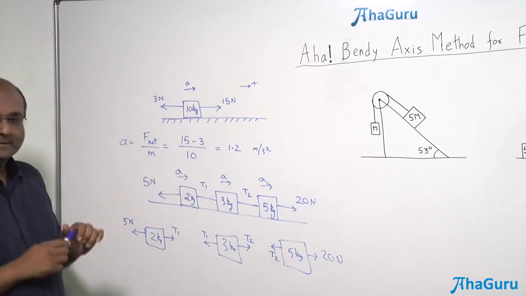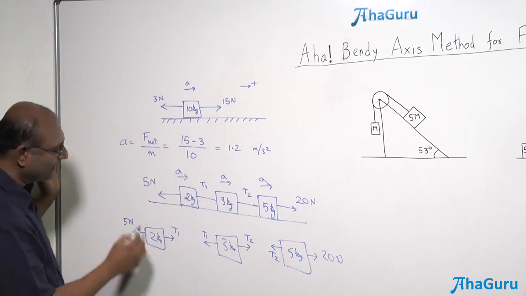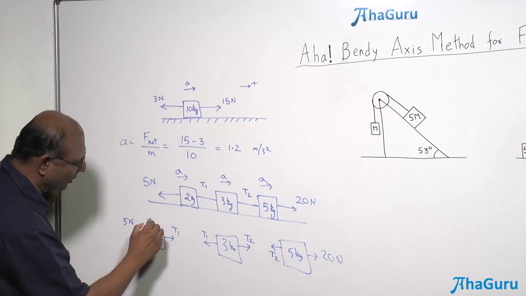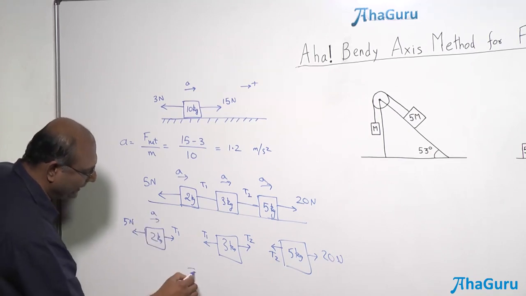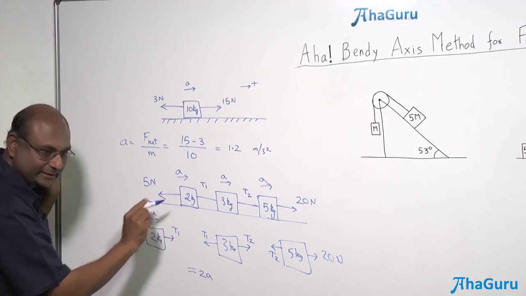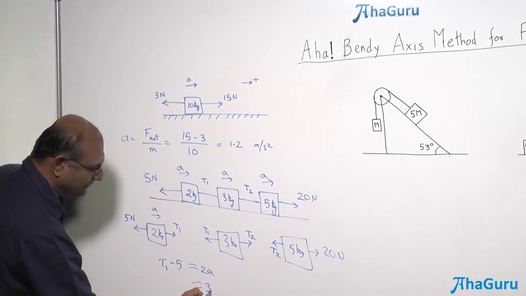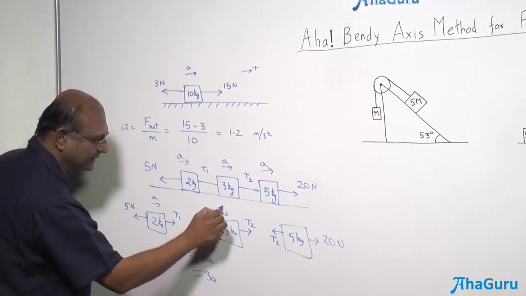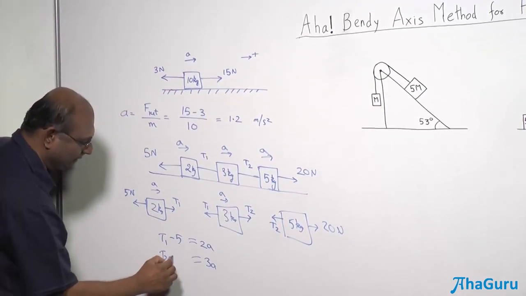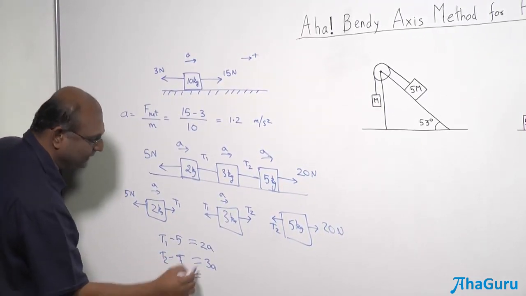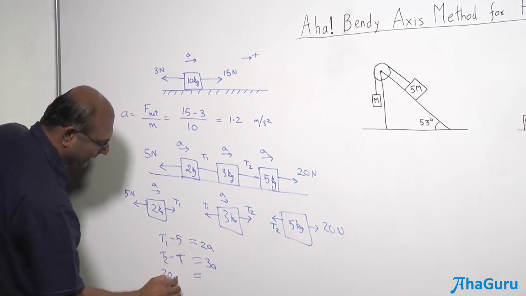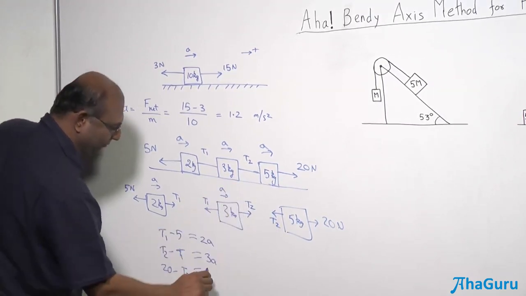So if I did this directly, what is going to happen? I'm going to write, this has an acceleration A, right? So all of them have acceleration A. So if I write 2 times A in that direction, I'm going to write T1 minus 5, and then 3 times A, 3 times this has an acceleration A, T2 minus T1, and then if I do this, I'm going to write 20 minus T2, and that is equal to 5A.